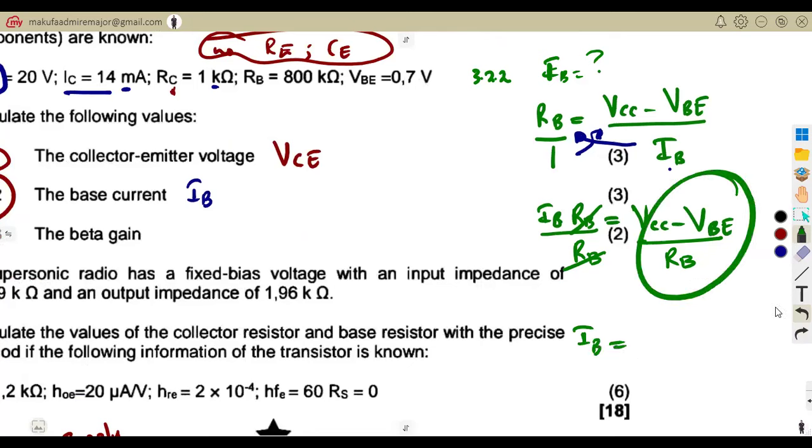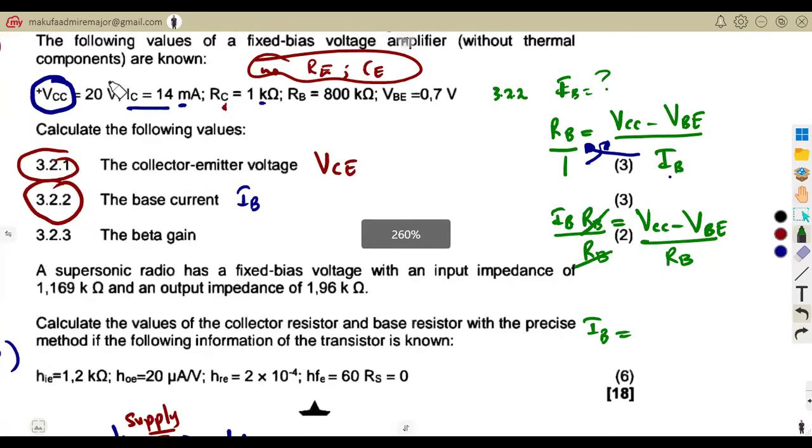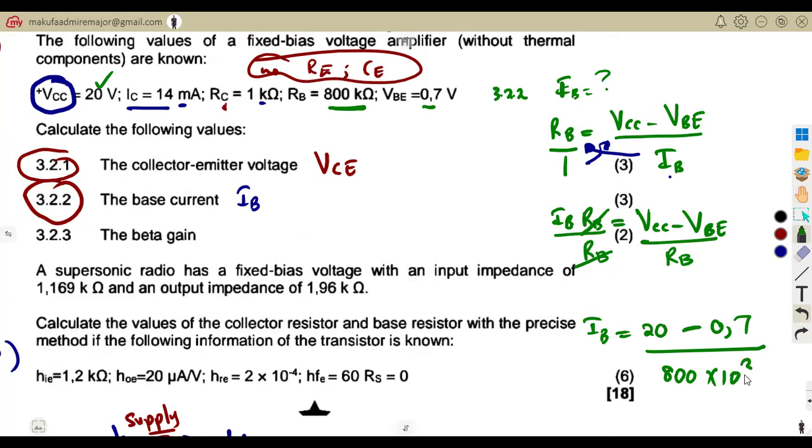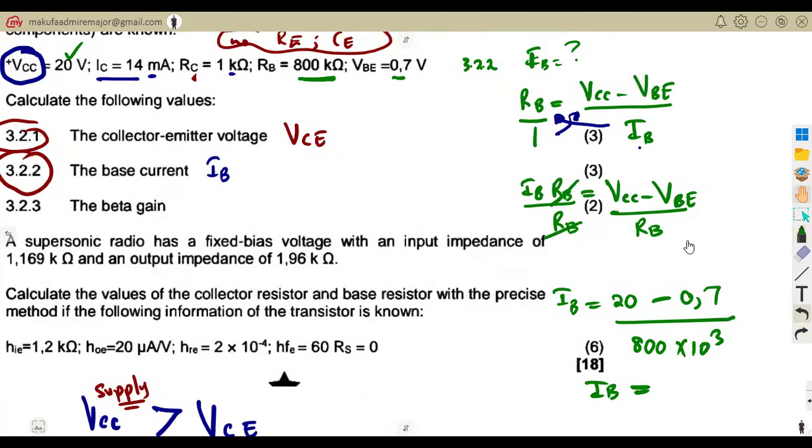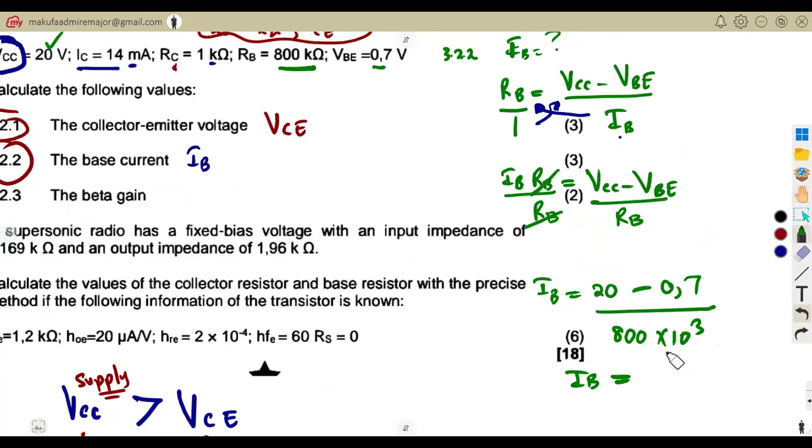The whole of this part that you're seeing, that's VCC that you are given there. Remember, your VCC is given as 20 volts, minus VBE, which we are given as 0.7, over RB, which is 800 kilo-ohm, 800 times 10 to the exponent of 3. So that is going to give us the value of IB, which is the base current. That's going to be 0.0000 2 4 1 2 5 amps.